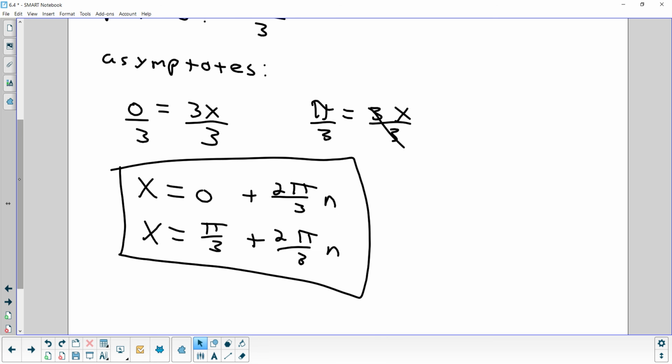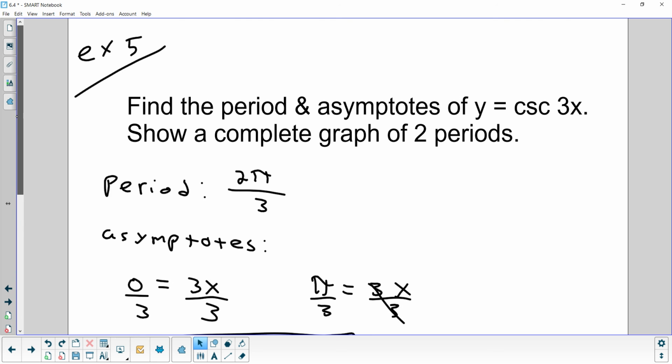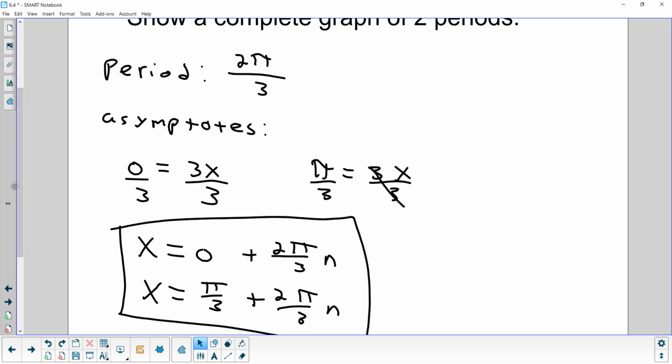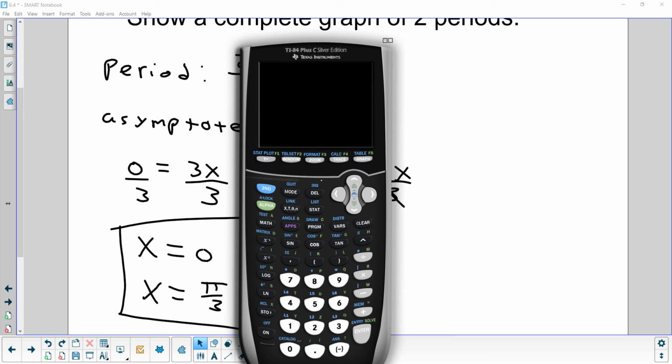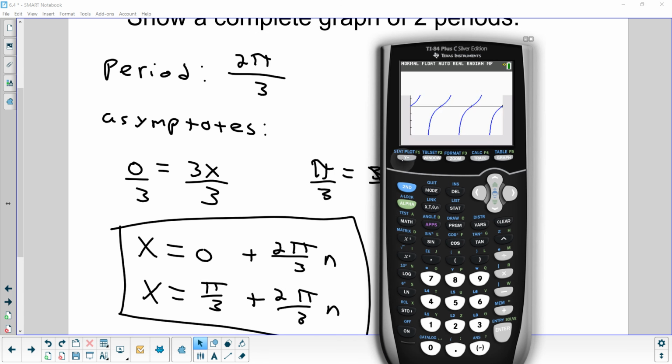Now, if I wanted to show 2 cycles, is that what they wanted? 2 periods? What would the width of my window have to be to show 2 periods? Yeah, 4 pi over 3. So let's set this to 0, and we'll set this to 4 pi over 3. And as far as up and down, not really important because it's going to go up and down forever. -4 to 4 is pretty good.